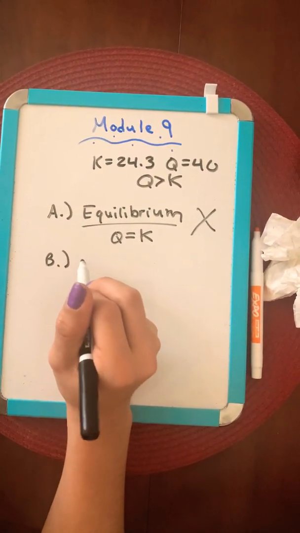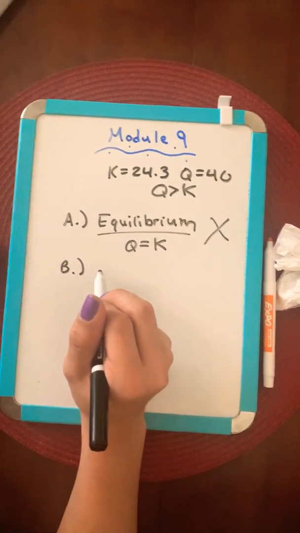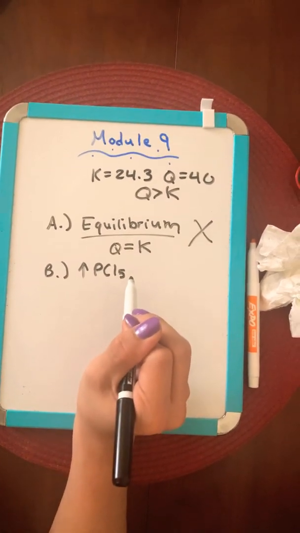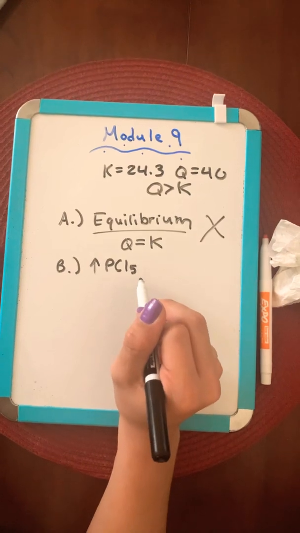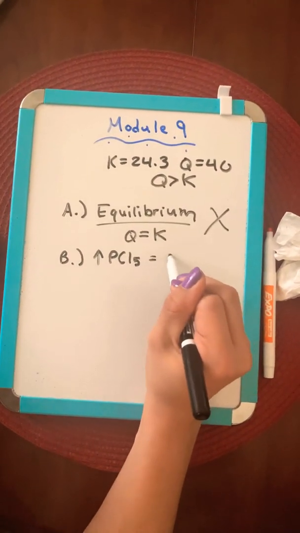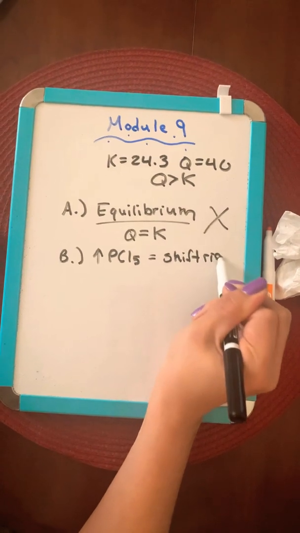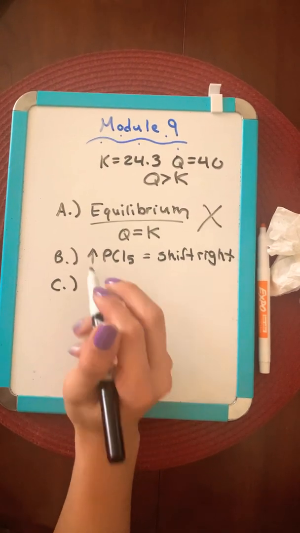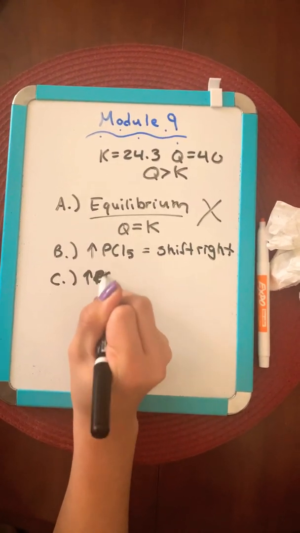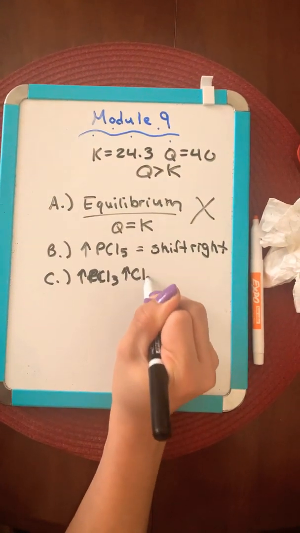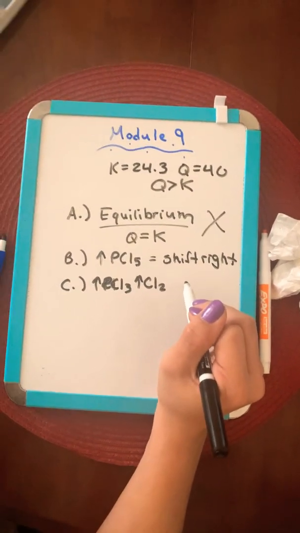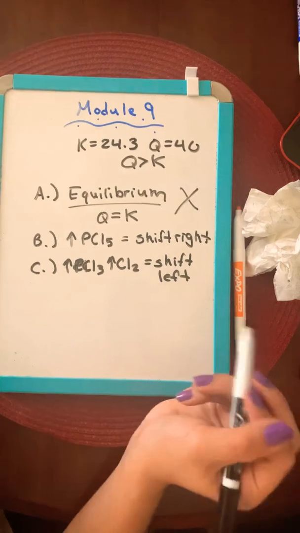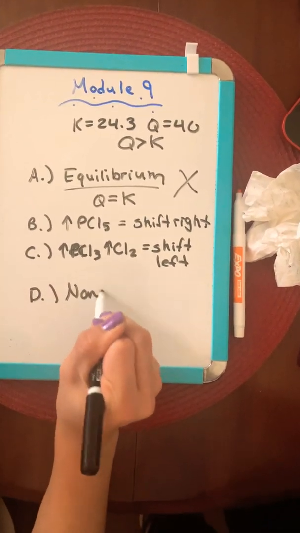But B says that the reaction will proceed in the direction of forming more PCl5 until equilibrium is reached. If you think of it, increasing PCl5 is the same way of saying that it's going to shift to the right. The next one is C, which means that the reaction will proceed in the direction of forming more PCl3 and increasing more Cl2 until equilibrium is reached. You can think of this as the same as saying that it's going to be shifting to the left. And D is just none of the above, so we can disregard that.